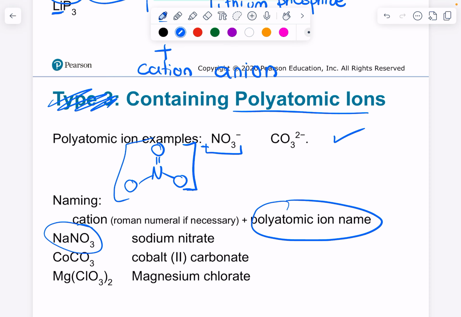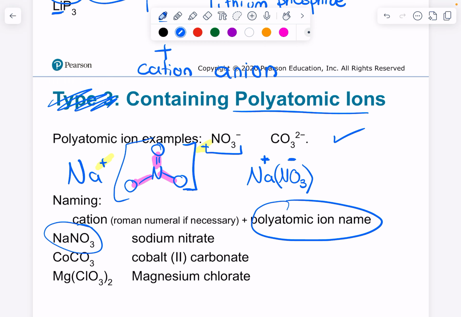So it actually has covalent bonds holding the nitrogen and oxygen together. But then when we pair it up with another ion like sodium, it's the positive and negative that are attracting that cause it to be a compound. So the formula of this one would be NaNO3, but the positive side is the sodium and the negative side is this whole thing, NO3.